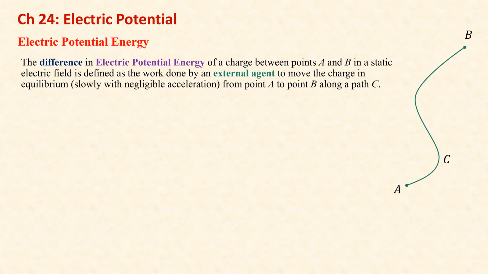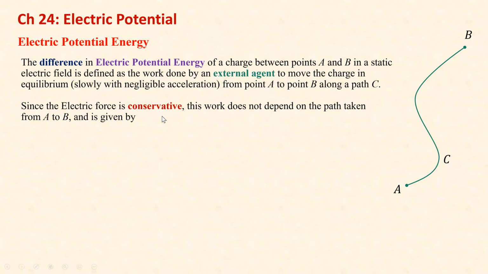We say the difference in electric potential energy of a charge between points A and B, like this point and that point, in a static electric field is defined as the work done by an external agent to move the charge in equilibrium, slowly with negligible acceleration. That's what equilibrium means: you move whatever you're moving very slowly from point A to point B along a path C.